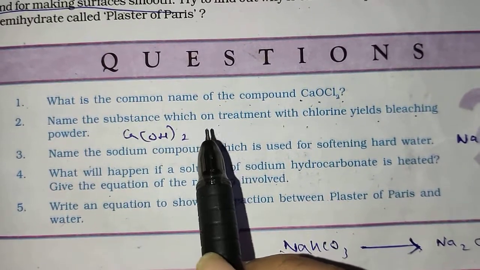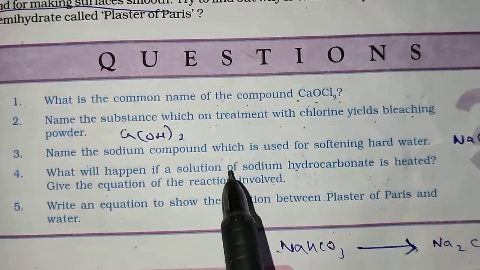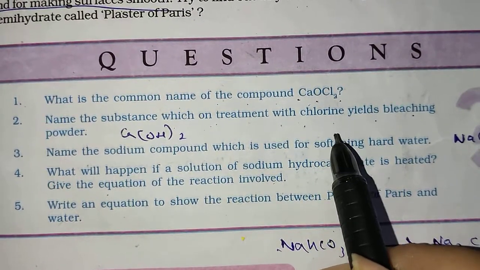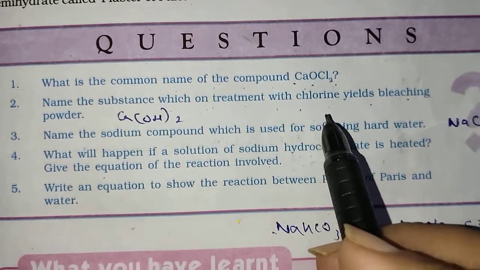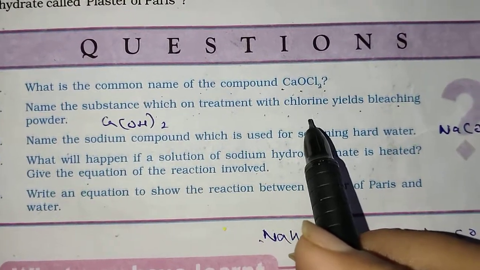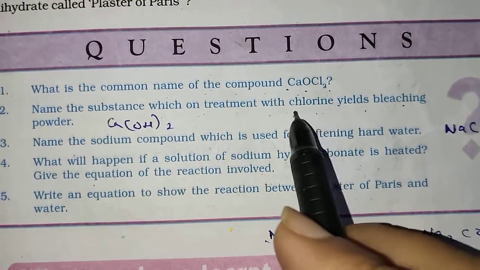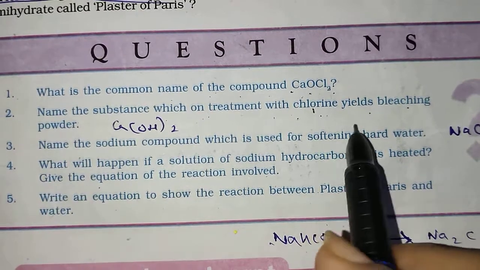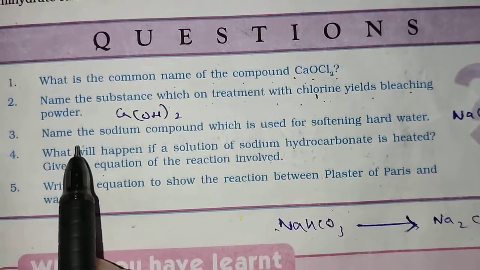So whenever calcium hydroxide is treated with chlorine gas, which is produced from the chloroalkali process, perhaps you remember it, in the chloroalkali process we get chlorine gas. So whenever this chlorine gas is treated with calcium hydroxide, it will give bleaching powder. Next, question number 3.